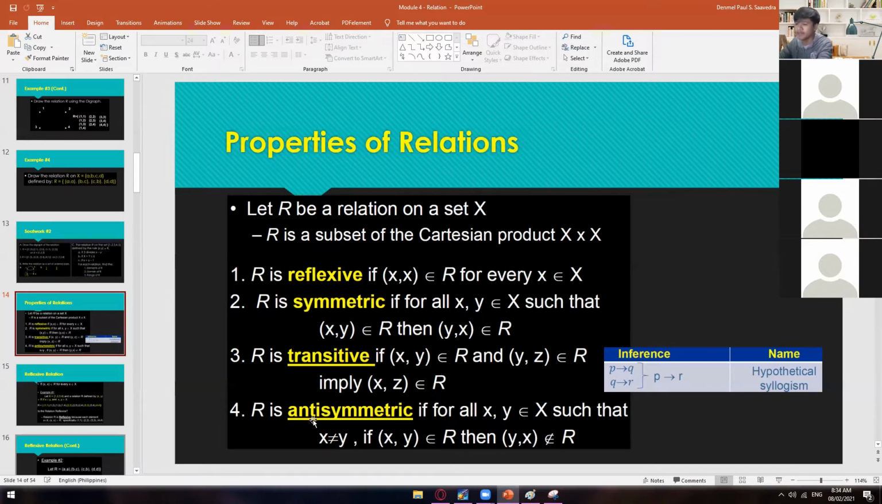And then we have anti-symmetric. As you can see, this one is completely the opposite of symmetric. So if this is not symmetric anymore, let's say we have x, y but we don't have y, x, then that one is already anti-symmetric. As simple as that.